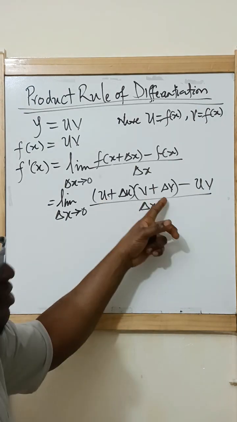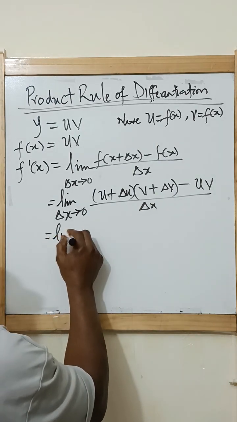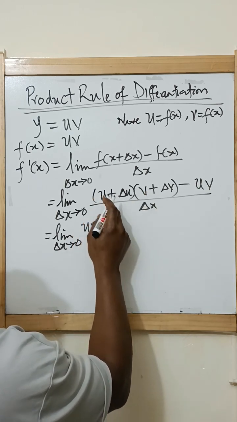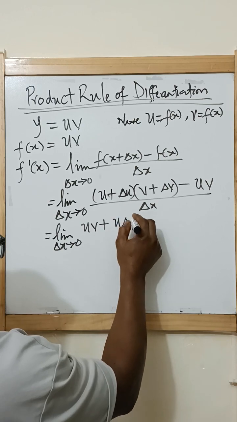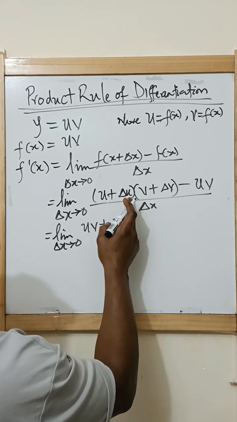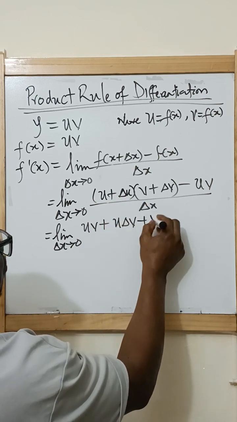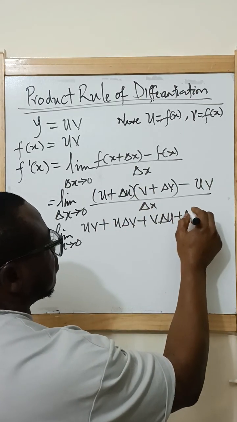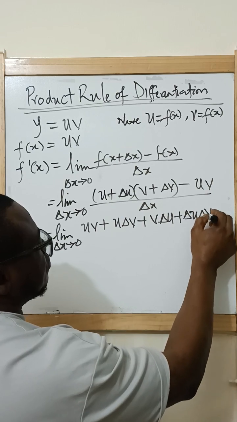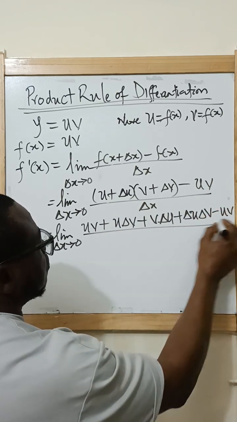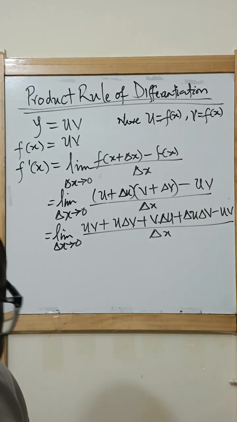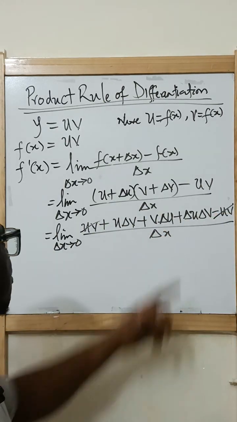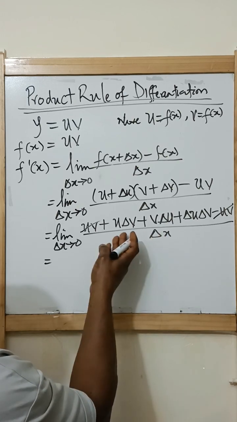Now we expand this. It's going to be the limit as delta x tends to 0 of u times v, that will be uv, u times dv, that will be u dv, then du times v, that will be v delta u, then delta u times delta v, minus uv, everything over delta x. You see that this cancels this, so that will be 0.